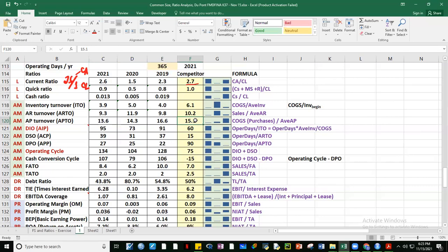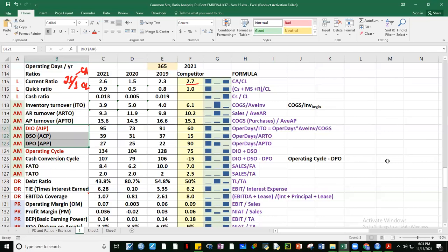Yung 15.1 times yan as compared to 13.6 number of times. Mas mabagal tayo, no? Mas mabagal tayong nagbabayad, no? Mas konti yung number of times in a year na nagbabayad tayo dun sa suppliers natin. Okay, now itong mga turnover ratios, pwede natin i-convert yan into days outstanding ratios.